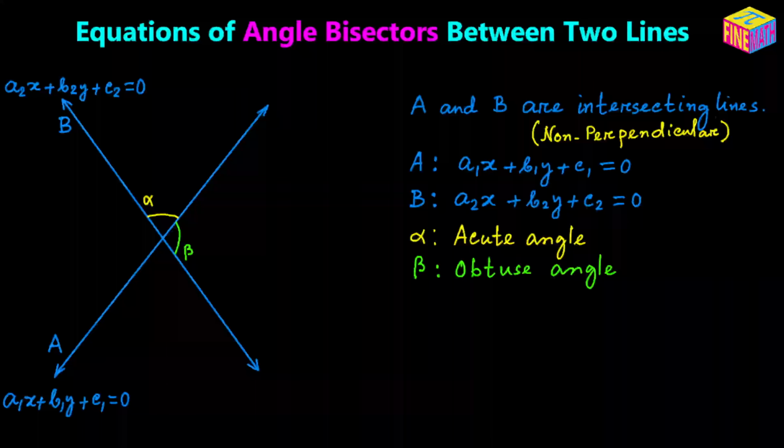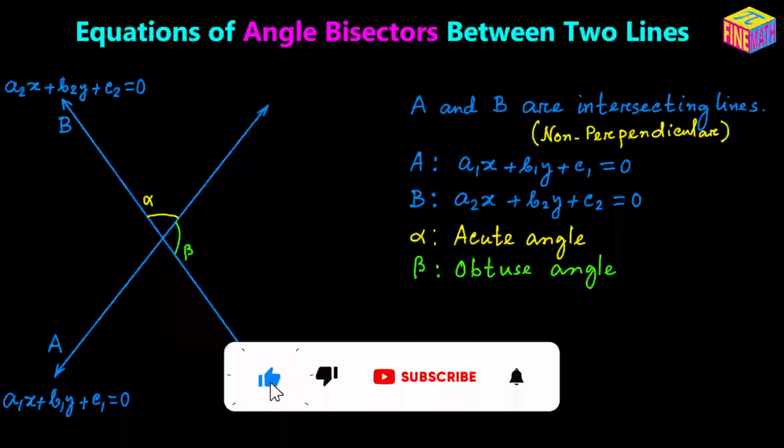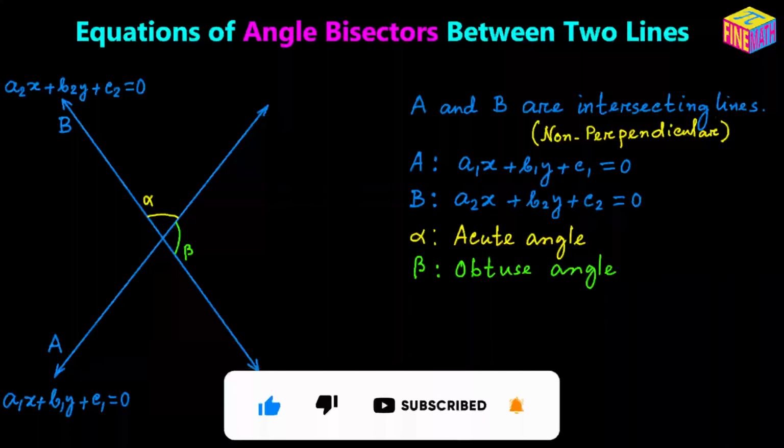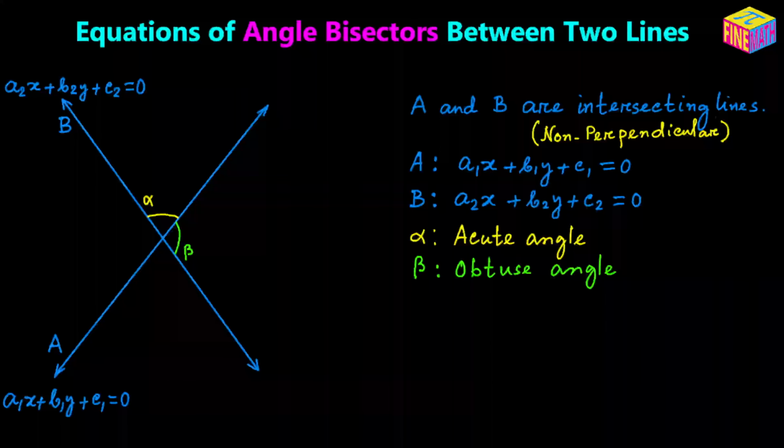A's equation is A sub 1 times x plus B sub 1 times y plus C sub 1 equals 0, and straight line B's equation is A sub 2 times x plus B sub 2 times y plus C sub 2 equals 0. These two straight lines are intersecting lines, but they are not perpendicular, so they create an acute angle and an obtuse angle between them. Like in the diagram, I have the acute angle denoted as alpha and the obtuse angle denoted as beta. So alpha is the acute angle, beta is the obtuse angle, but they both are angles between these two straight lines.